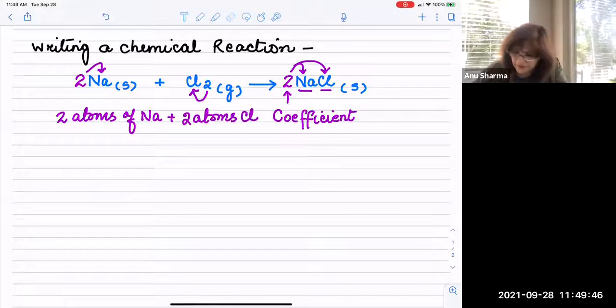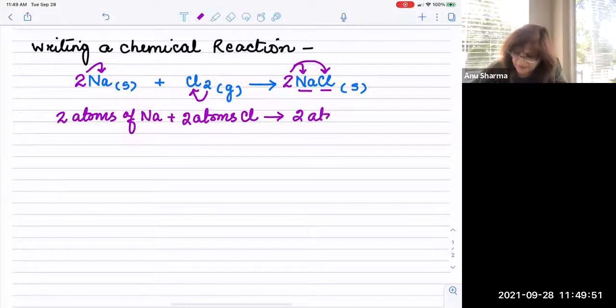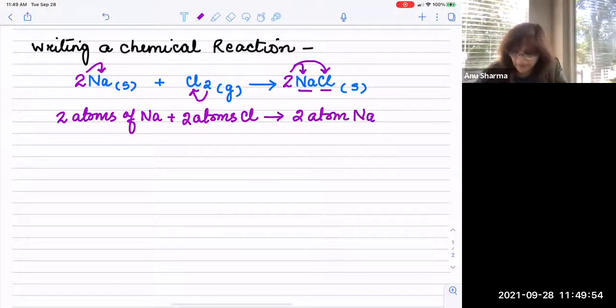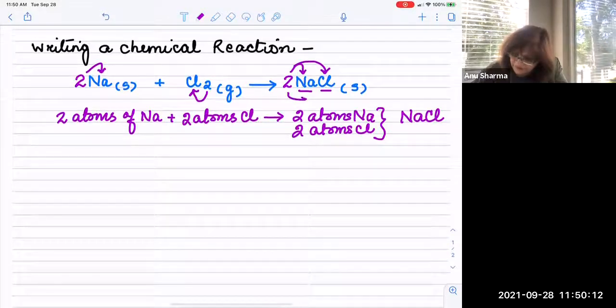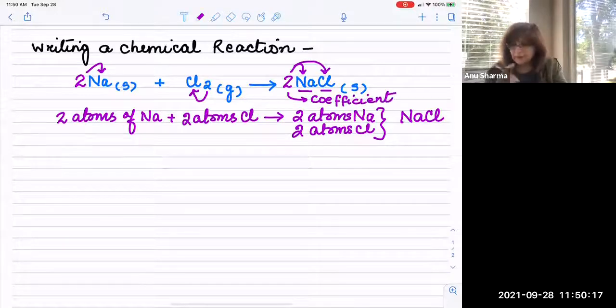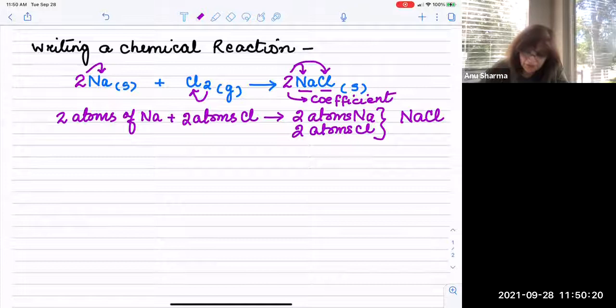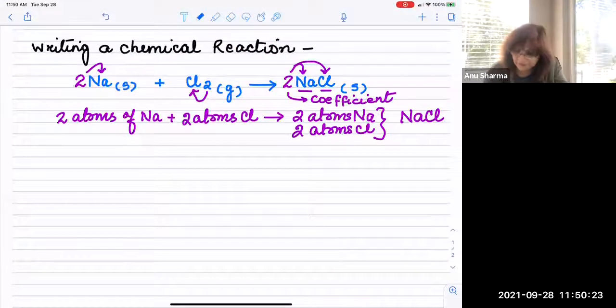And I'm going to just erase this, and that's giving you 2 atoms of sodium combined with 2 atoms of chlorine, and together they make NaCl. So NaCl, and then the 2, like we said, let me just put it here. This is called a coefficient. Now this is the way we talk about chemistry. It is a shorthand, the language of chemistry. So this is how you write a chemical reaction.